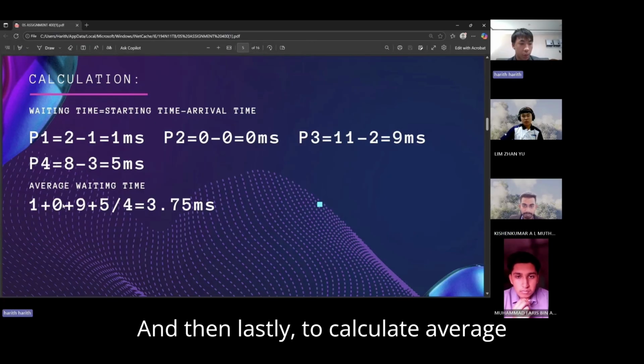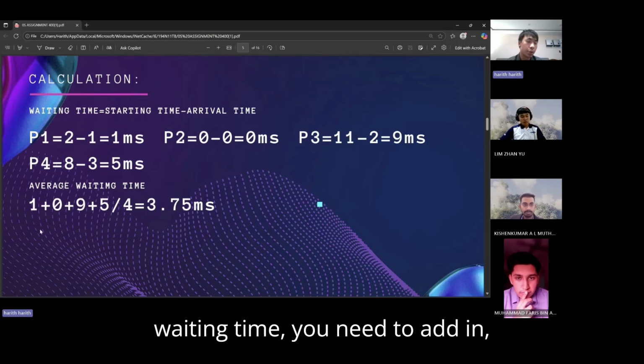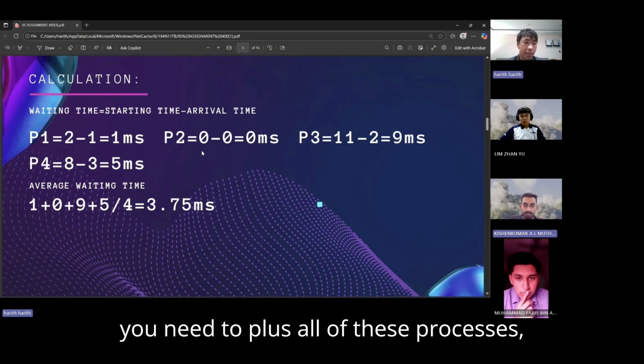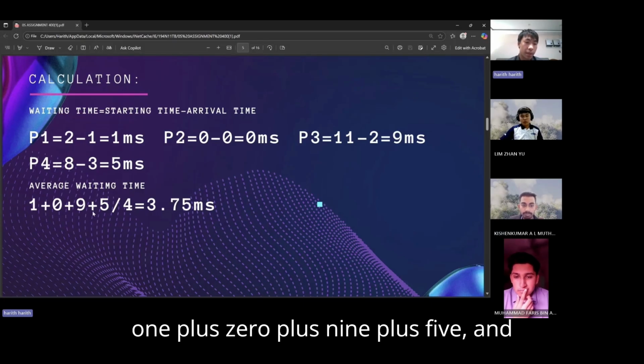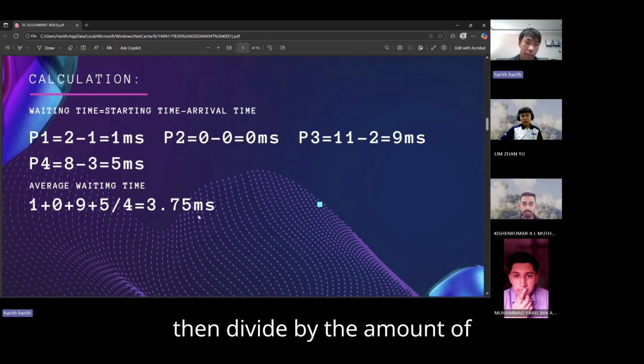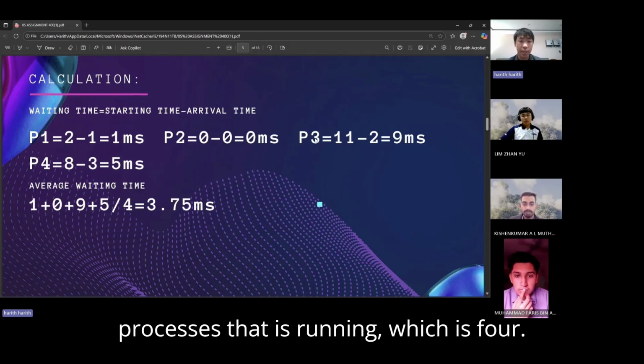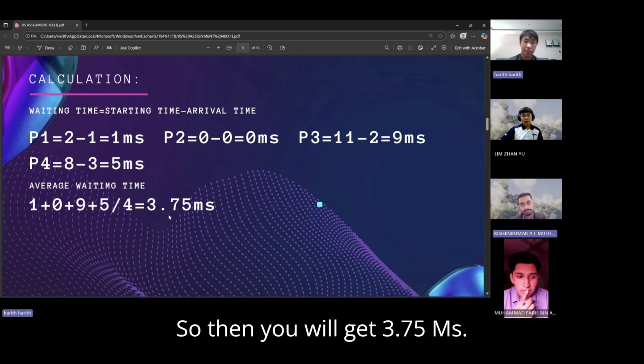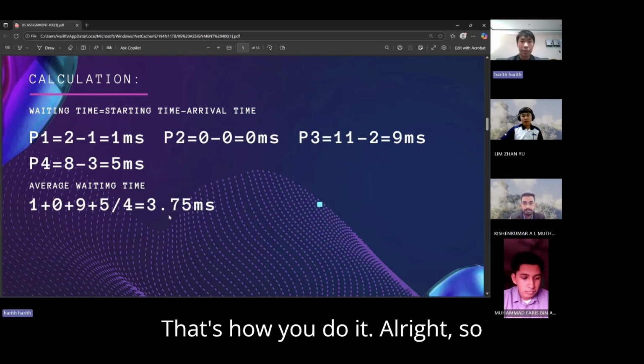And then lastly, to calculate average waiting time, you need to add all of these processes, 1 plus 0 plus 9 plus 5, and then divide by the number of processes that are running, which is 4. So then you will get 3.75 ms. That's how you do it.